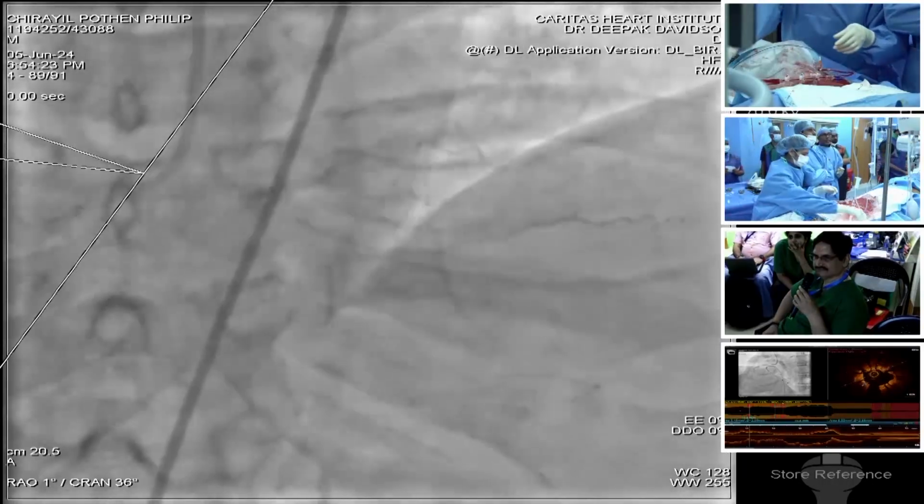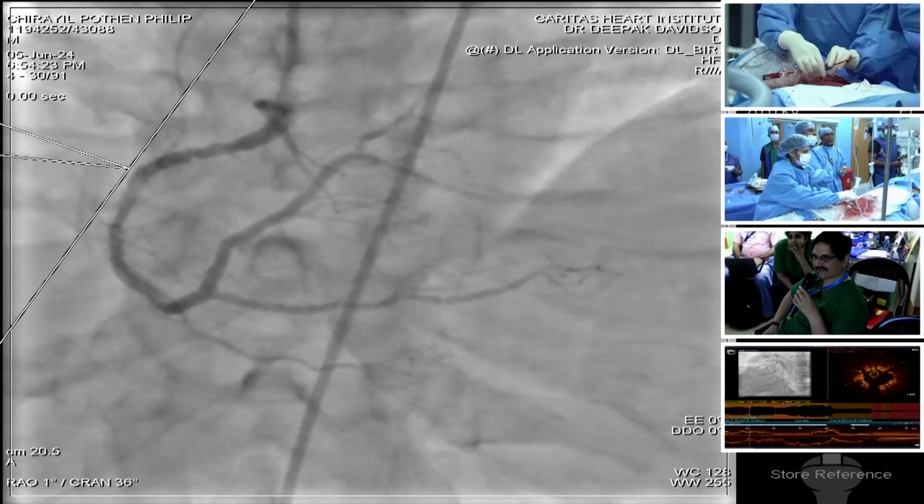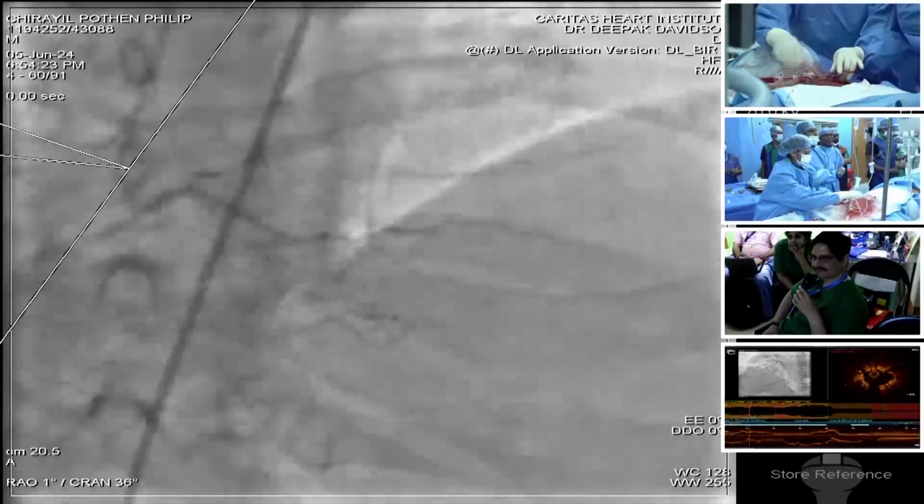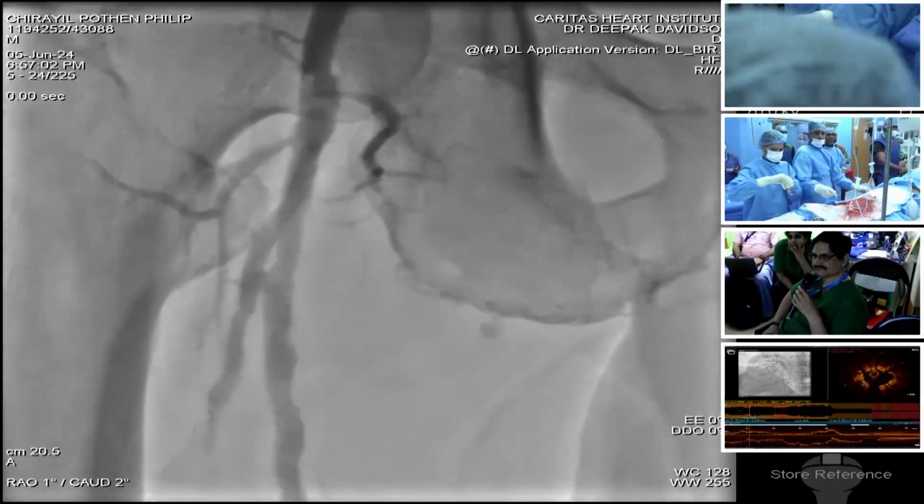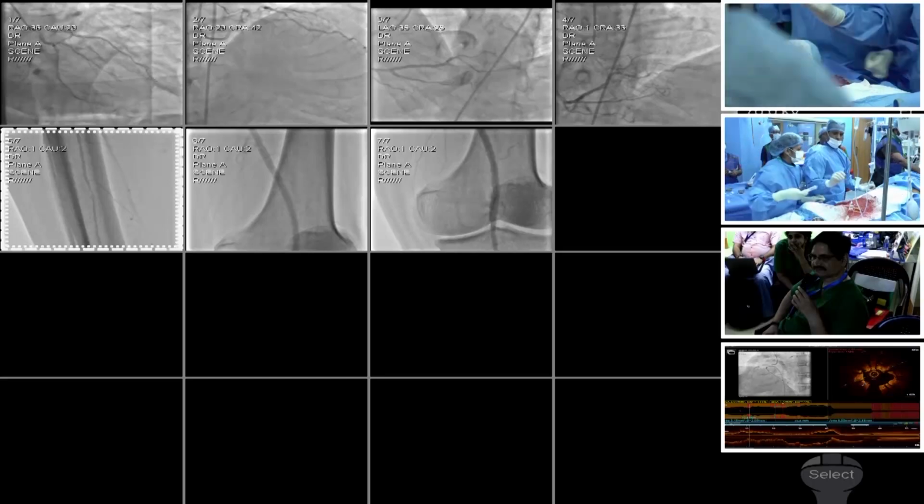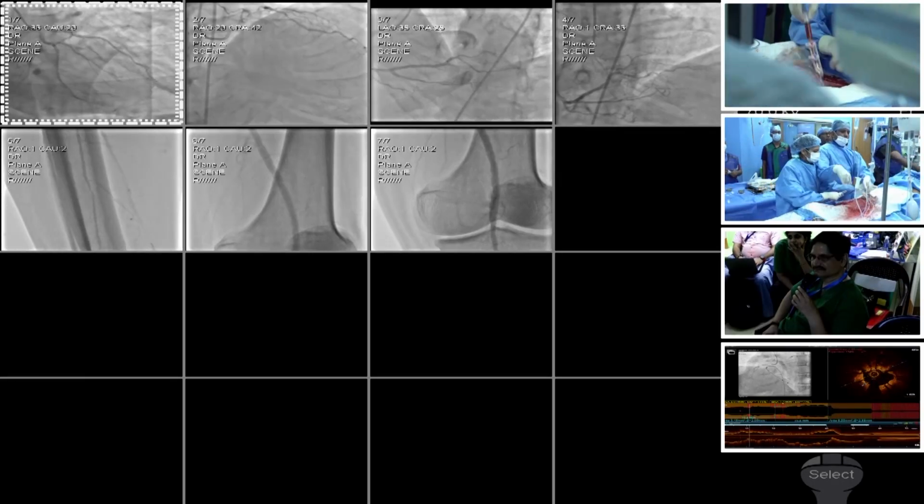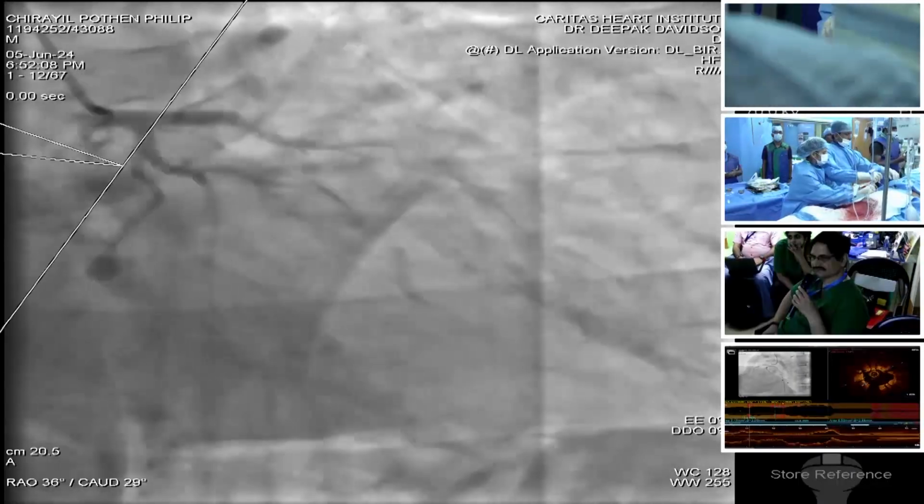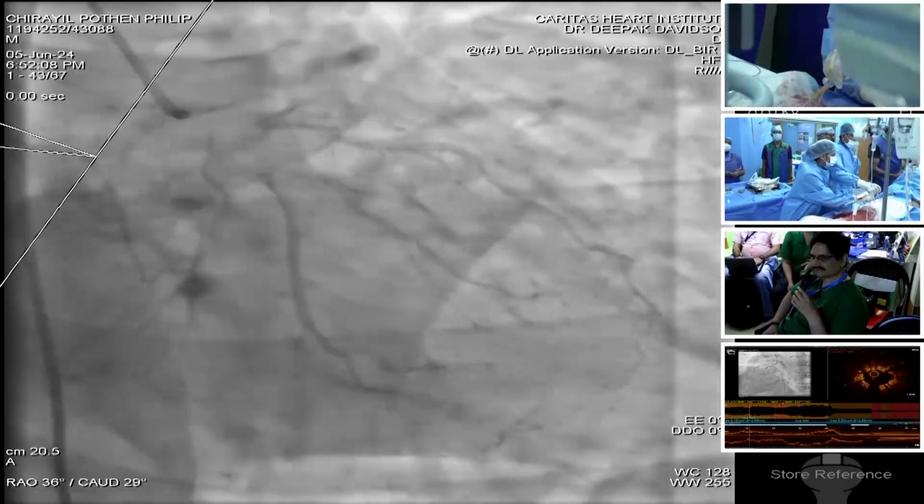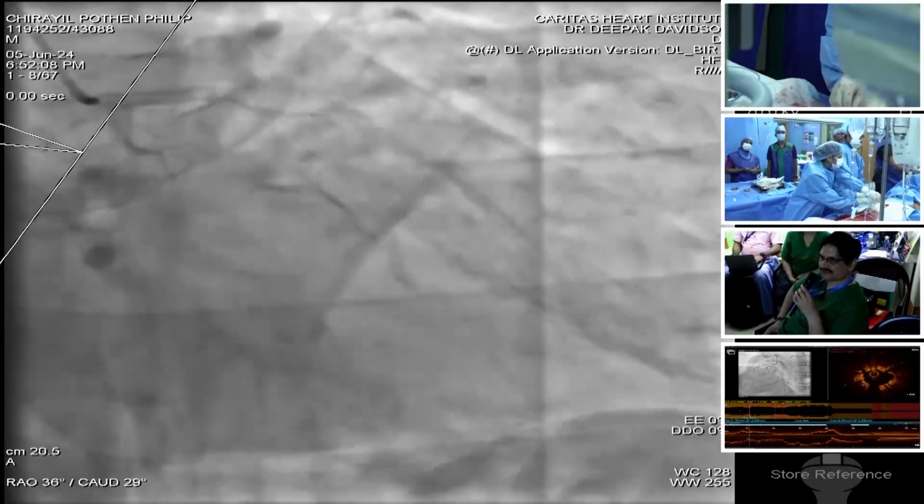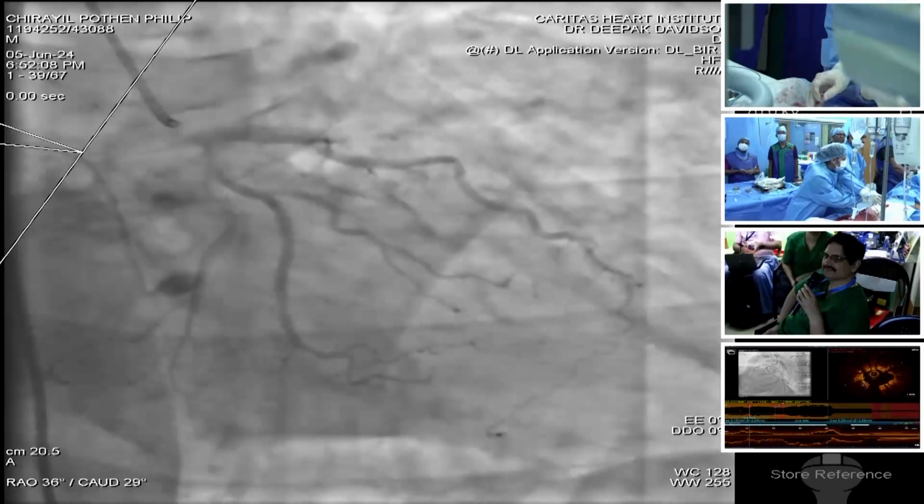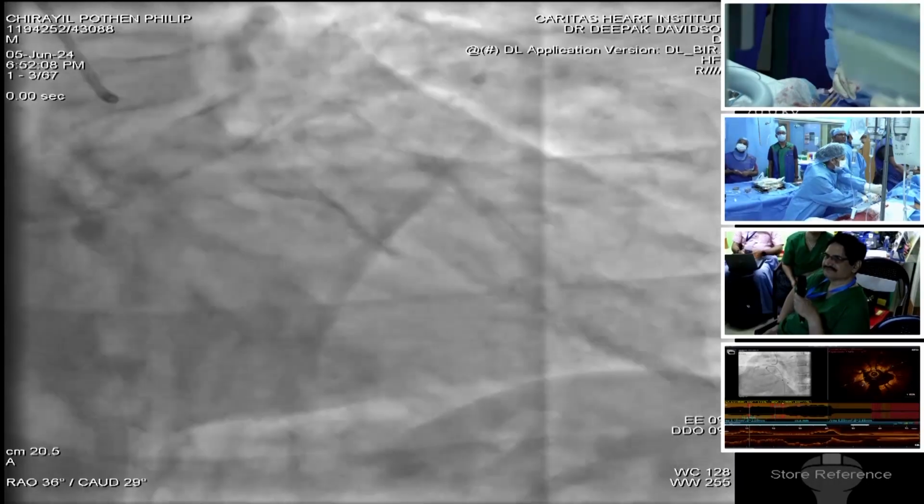You can see the retrograde filling of the left anterior descending artery. Show the pressures once again, and show the LAD also. The circumflex looks reasonably good. The LAD is occluded. It was a short segment CTO of the LAD, which was calcified. Show the next image also.